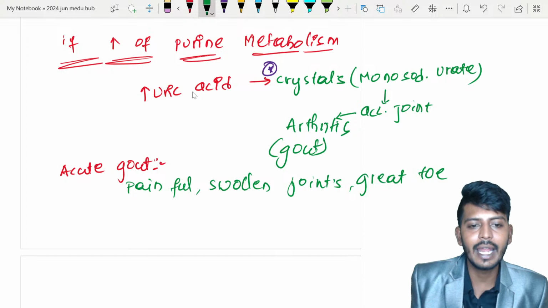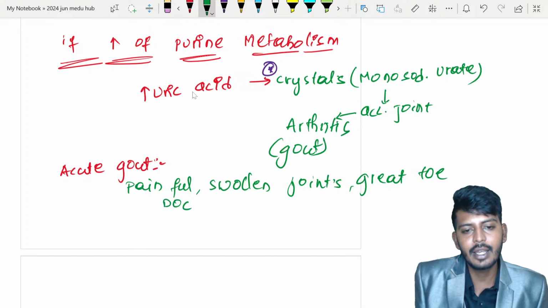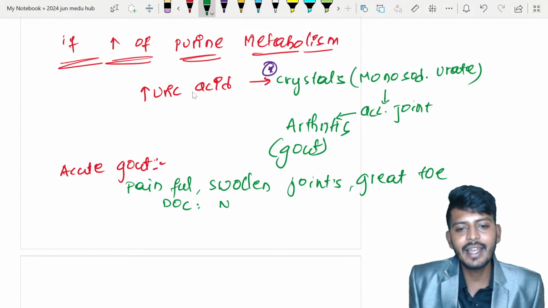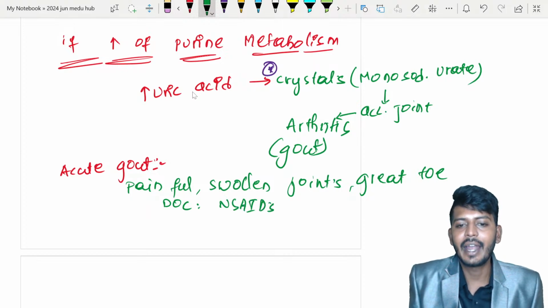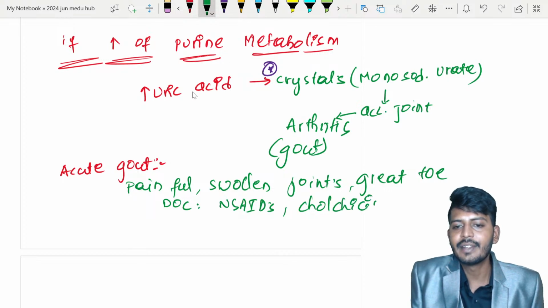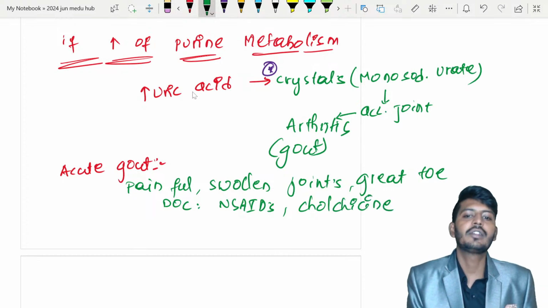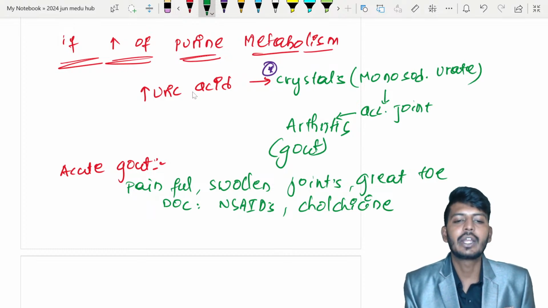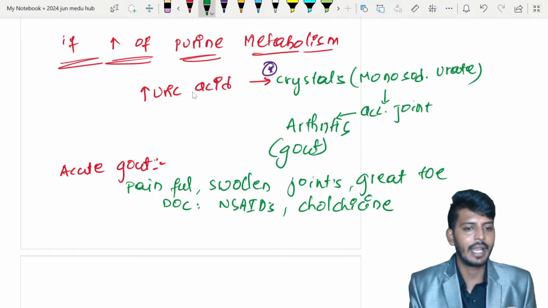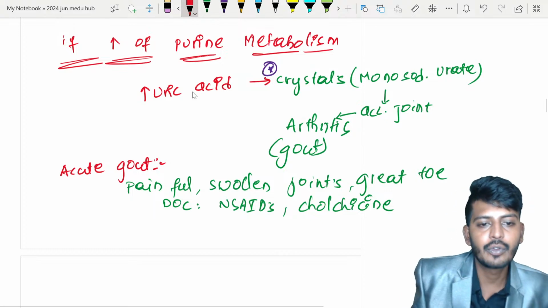And acute gout के लिए drug of choice होता है sir your NSAIDs. What is that? NSAIDs. And also we can use colchicine. What is the name of the drug? Colchicine को यूज कर सकते हो. Acute gout के अंदर NSAIDs को यूज करेंगे. Then chronic gout के लिए drug of choice.